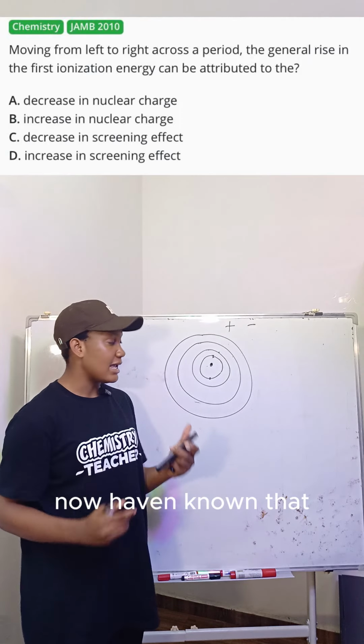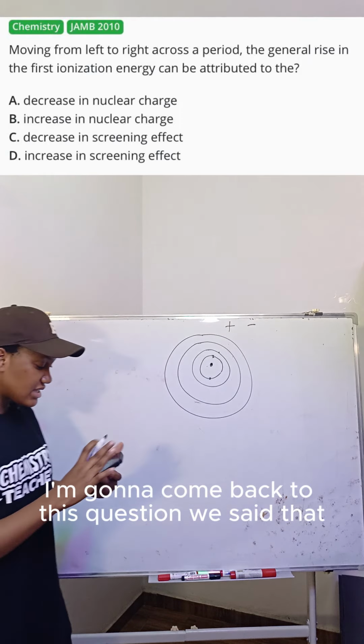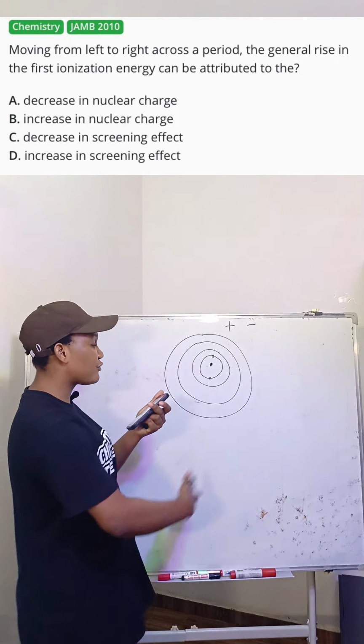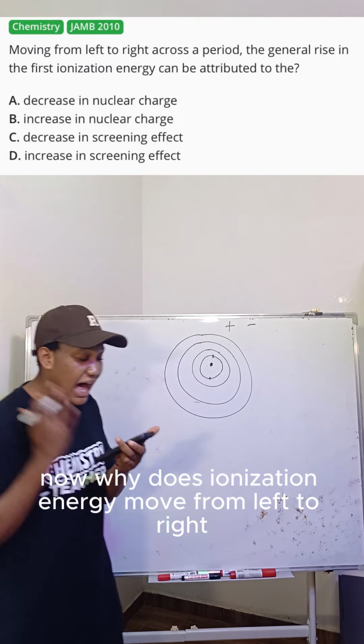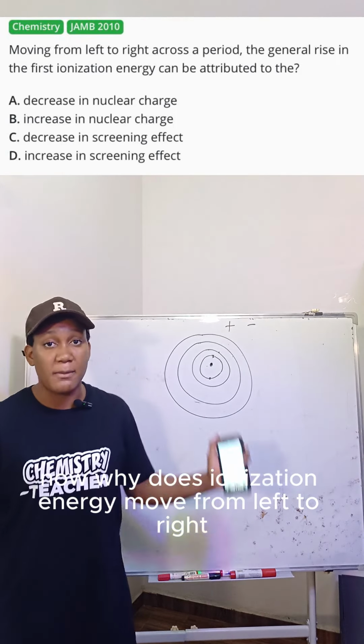Now, having known that, I'm going to come back to this question. We said that moving from left to right... Now, why does ionization energy increase from left to right?